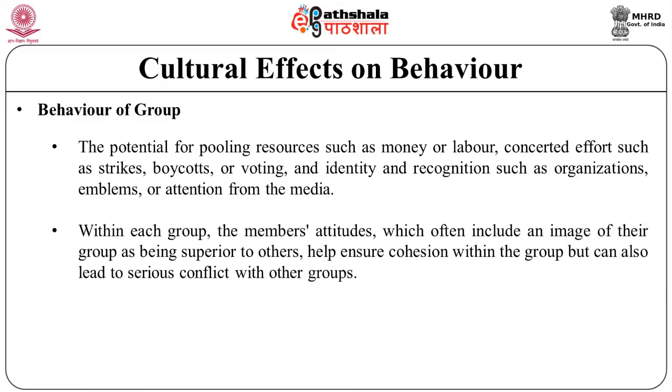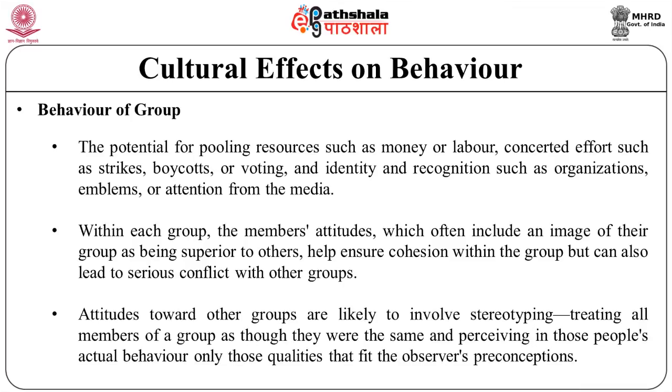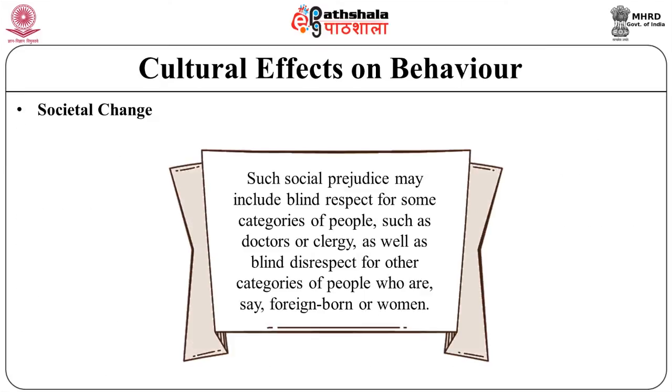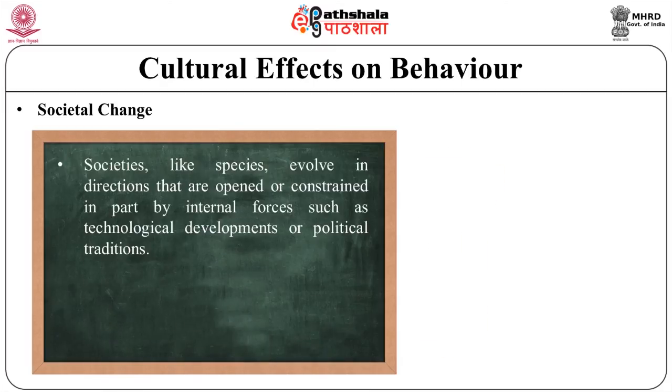Within each group, the members' attitudes, which often include an image of their group as being superior to others, help ensure cohesion within the group but can also lead to serious conflict with other groups. Attitudes toward other groups are likely to involve stereotyping, or treating all the members of a group as though they were the same, and perceiving in those people's actual behavior only those qualities that fit the observer's perceptions. Such social prejudice may include blind respect for some categories of people such as doctors or clergy, as well as blind disrespect for other categories of people who are, say, foreign-born or women.